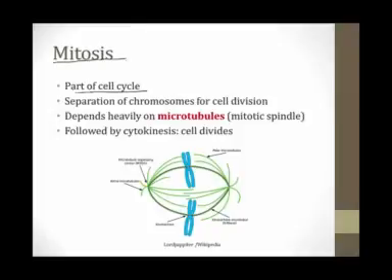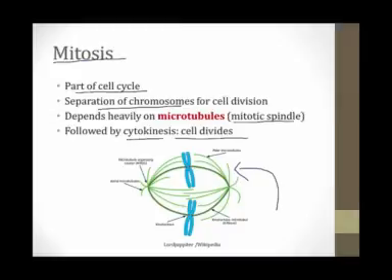Mitosis is part of the cell cycle where chromosomes are separated for cellular division. This depends heavily on microtubules because a structure known as the mitotic spindle must develop. This is a drawing of the mitotic spindle shown on the screen here, and microtubules attach to the chromosomes and pull them apart so that one chromosome goes to each of the daughter cells that are being formed. The process of mitosis is followed by the process of cytokinesis, where the cell divides.